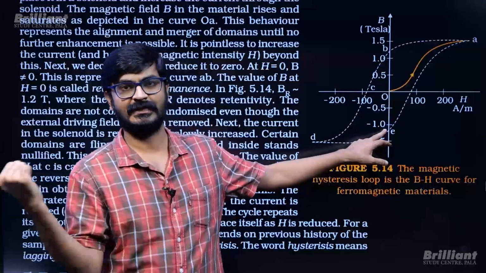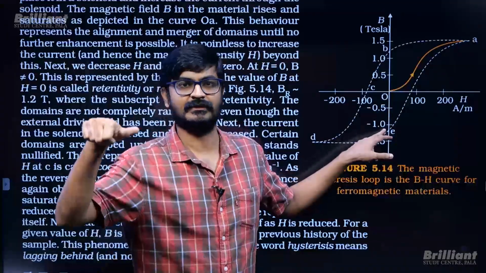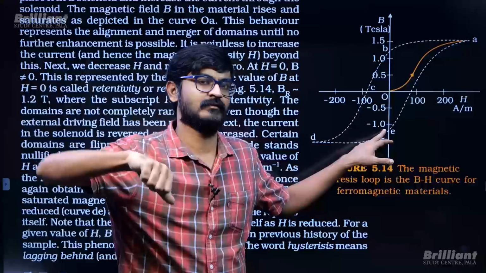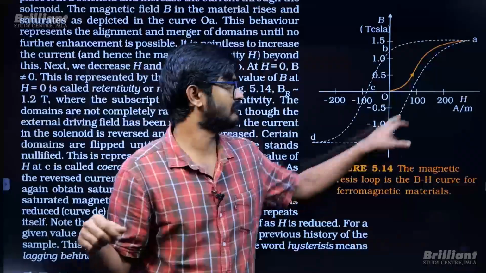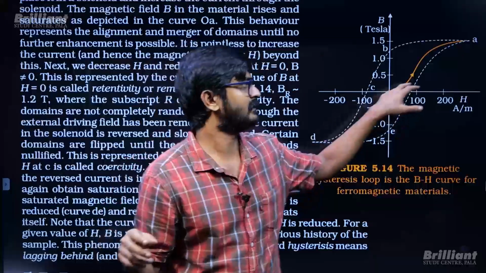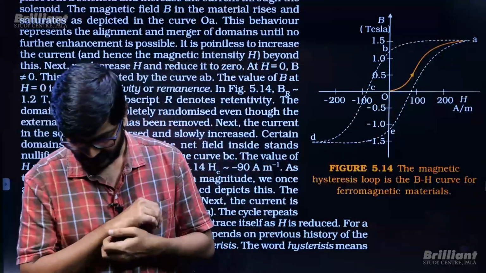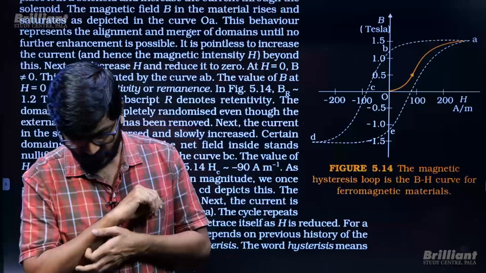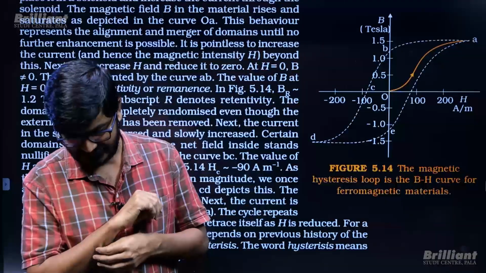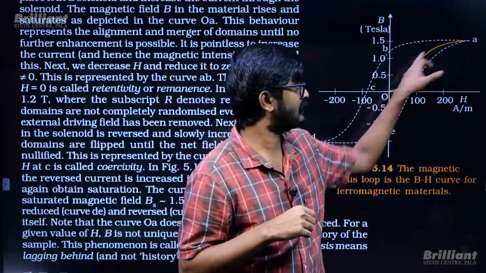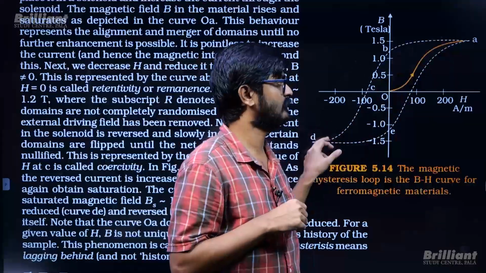Now if you want to make the magnetic field 0, we will create some magnetic field in this direction so that some of the domains will be flipped, so that the net is going to become 0. Now when you keep repeating the experiment, it's going to follow that. Note that the curve OA does not retrace itself as H is reduced. This OA is not going to retrace, it is going to follow some random path.